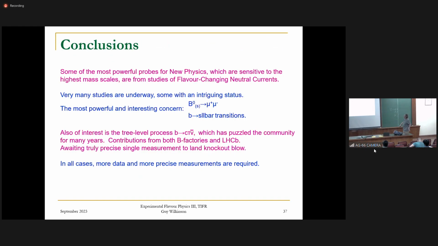Okay, so let me conclude. Some of the most powerful probes for new physics, which are sensitive to the highest mass scales, are from studies of flavor-changing neutral currents. Many studies are underway, some with an intriguing status. The most powerful and interesting, I think, are the b to s mu mu and the b to s l l bar transitions. And I finished by mentioning this tree-level process, B to D tau nu bar, which has puzzled the community for many years. Here we're awaiting a precise single measurement to land a knockout blow. And in all cases, more data and more precise measurements are required. So thank you for your attention.